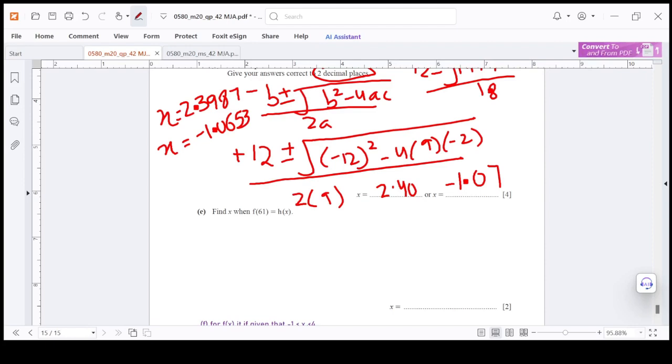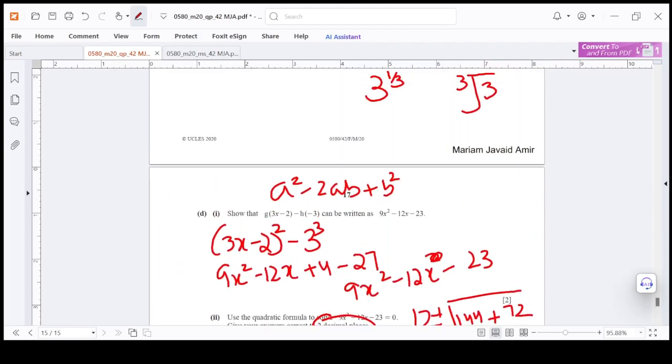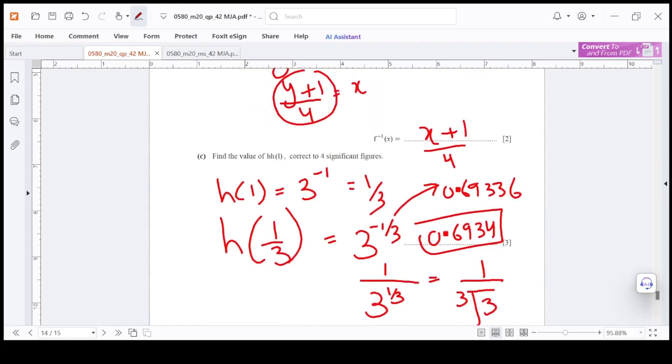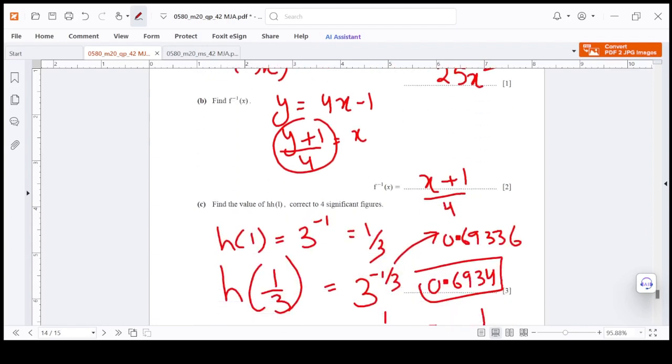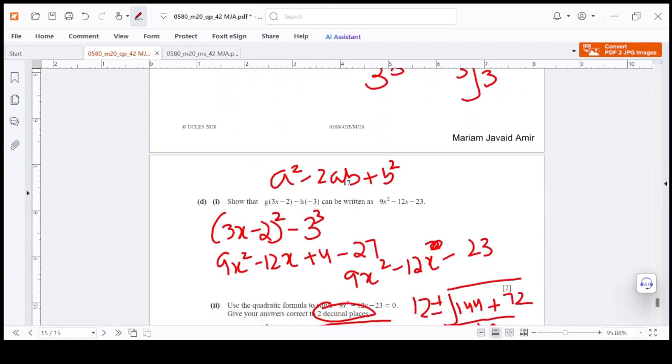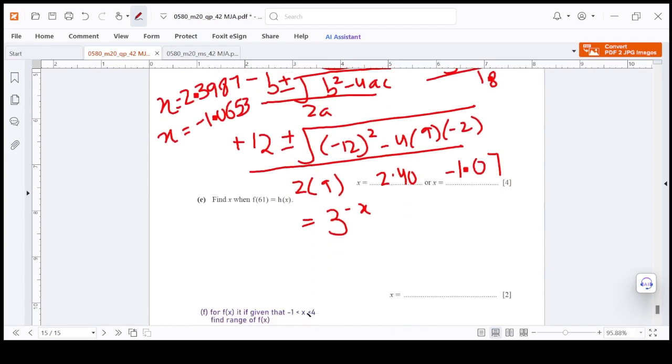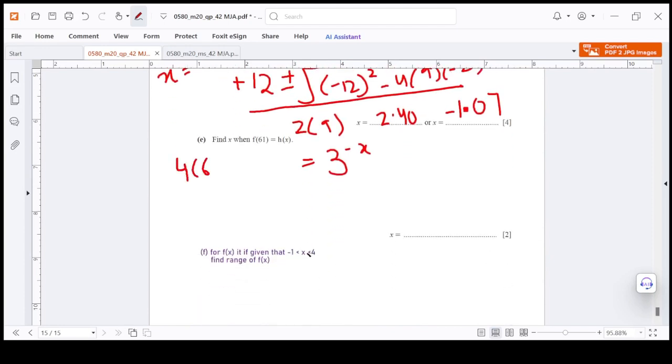Okay, find x when f(61) equals h(x). I remember what is h(x). It was 3 power minus x. Now what is going to be f(61)? So f(x) is equal to 4x minus 1. So I'm going to write 4 times 61 minus 1. Okay, so what is that? 4 times 61 minus 1 is 243, equals 3 power minus x.